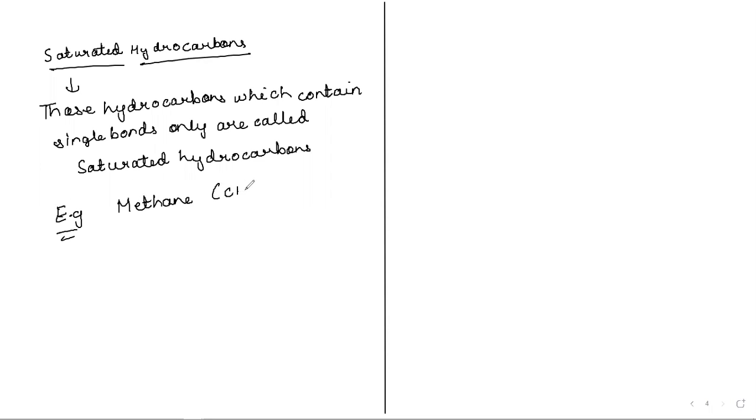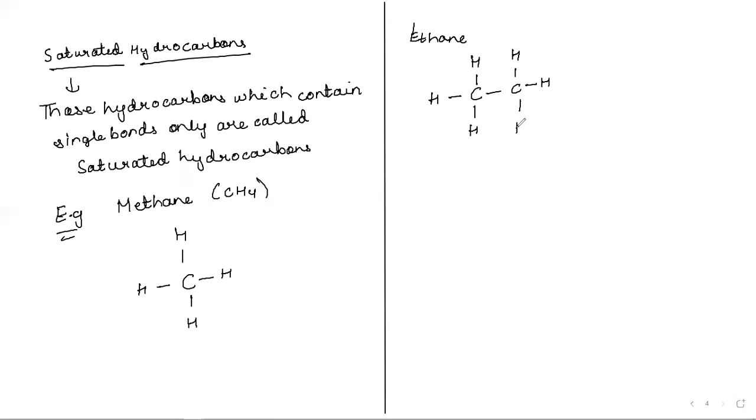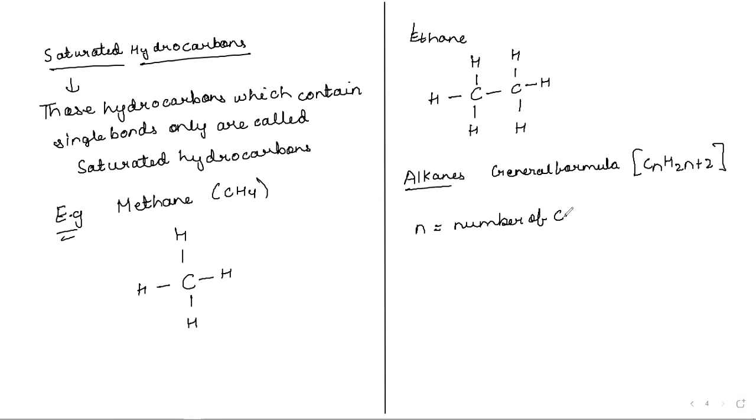Methane means CH4. So it has generally single bond around it. Ethane, C2H6. So this also has single bond around them. So इसे हम बोलते हैं saturated hydrocarbon. Now in saturated hydrocarbon, we were studying alkanes, right? Now, alkanes have general formula CnH2n plus 2. Now, what is n over here? n is number of carbon atoms.